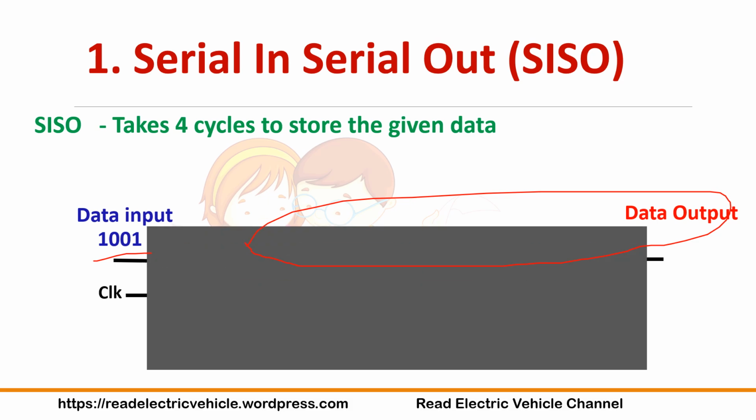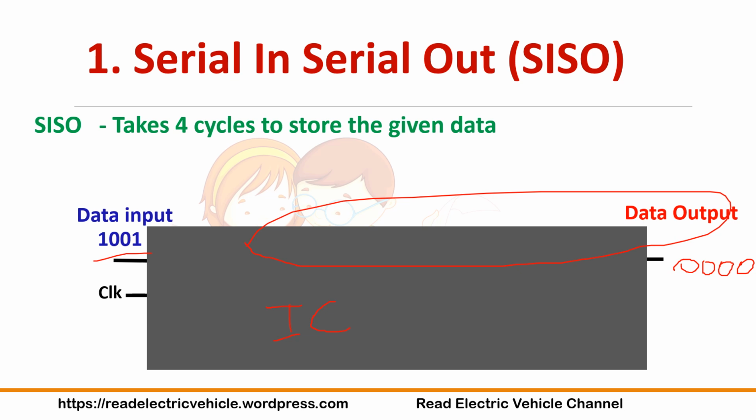Normally this shift register will be an IC, so it will be some IC where we know only the input and output pins. We don't know what is happening inside. In such cases, what we get is 0, 0, 0 as the output. So with 4 cycles, we are getting only 0, 0, 0 as output.